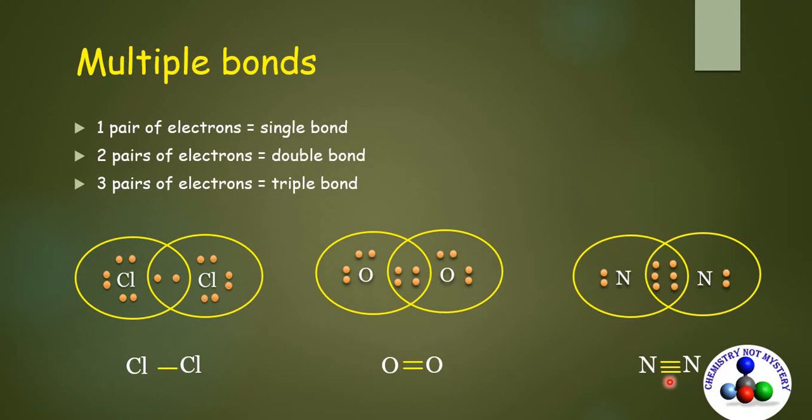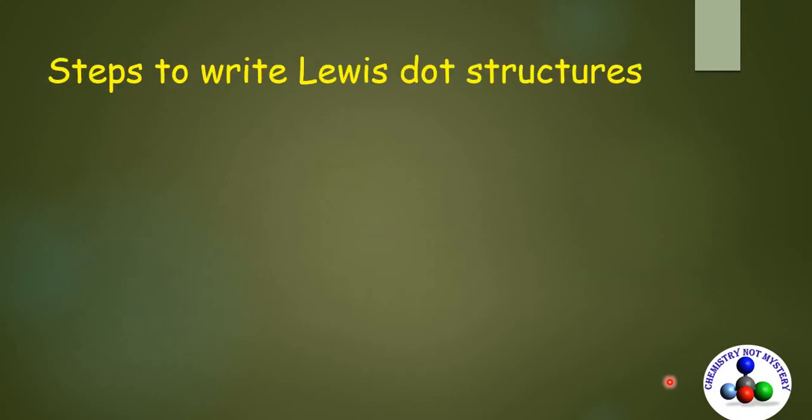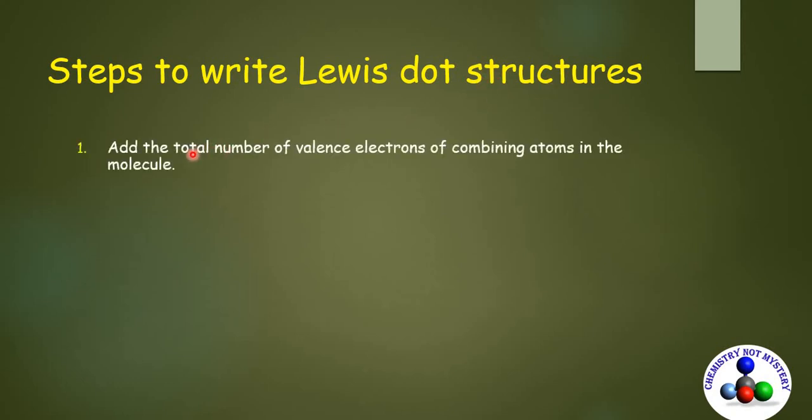I hope now you can draw the Lewis dot structure for diatomic molecules. But for polyatomic molecules, it might be difficult. So follow these steps to write the Lewis dot structure. First, you have to add the total number of valence electrons of combining atoms in the molecule.